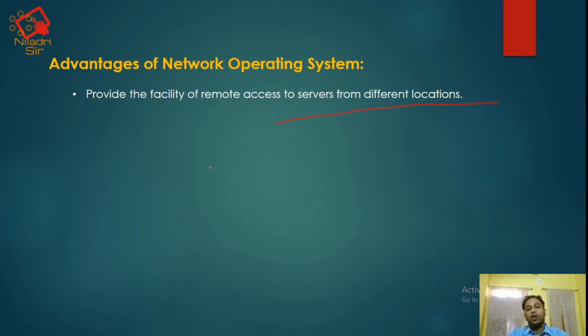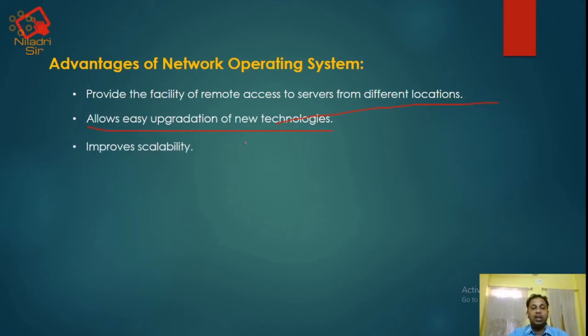So from location 1, it can access the server, and through the server it can access location 2. It is always easy to upgrade to new technologies. So we can easily upgrade the new technology and improve scalability. This is how we can understand that scalability can be improved. Security is managed via the server, so it is not required to install any security functionalities on the client machine. Through the server, the security can be managed.